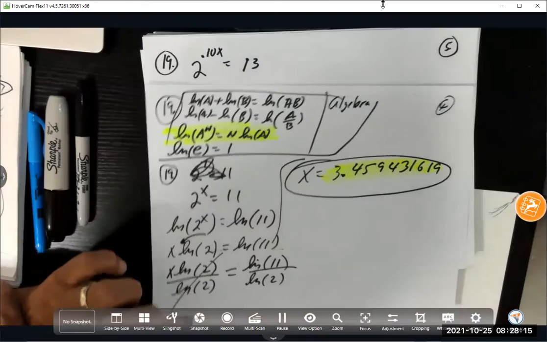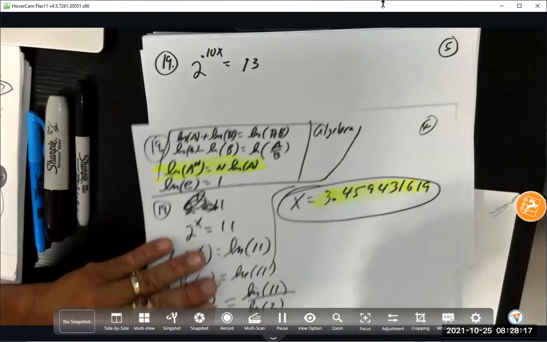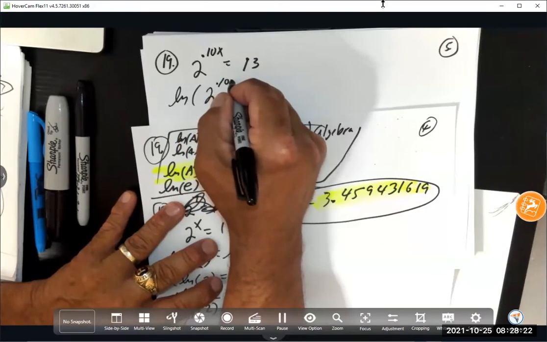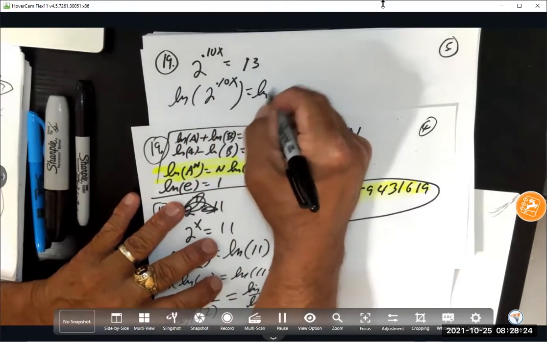Y'all see that little decimal number up there? Guess what? We can do it the same way. Of course we can, even though it has decimals and all kinds of horrible answers. We're not going to mess with it.